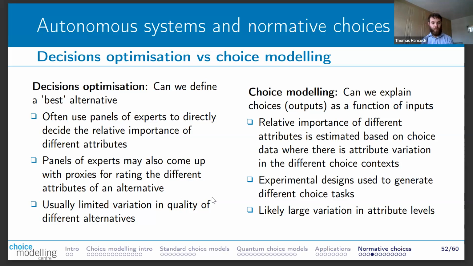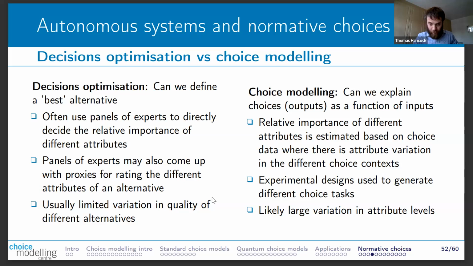And typically, this would be for cases where there's limited variation in the quality of different alternatives. So it would be where there's more clear-cut differences or more definable alternatives in terms of the different attributes. So for example, if I was choosing which laptop to buy, they have very set attributes: processing speed, cost, width of screen, etc. Whereas some different alternatives might have wider variations or harder to define attributes.